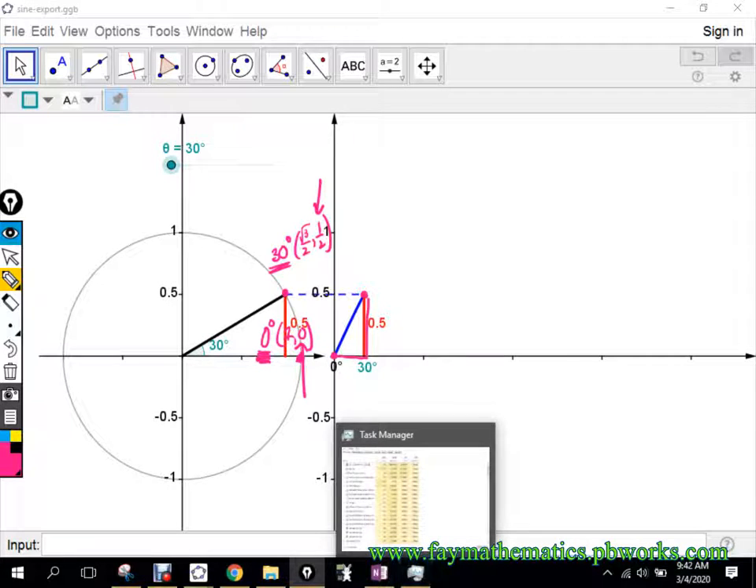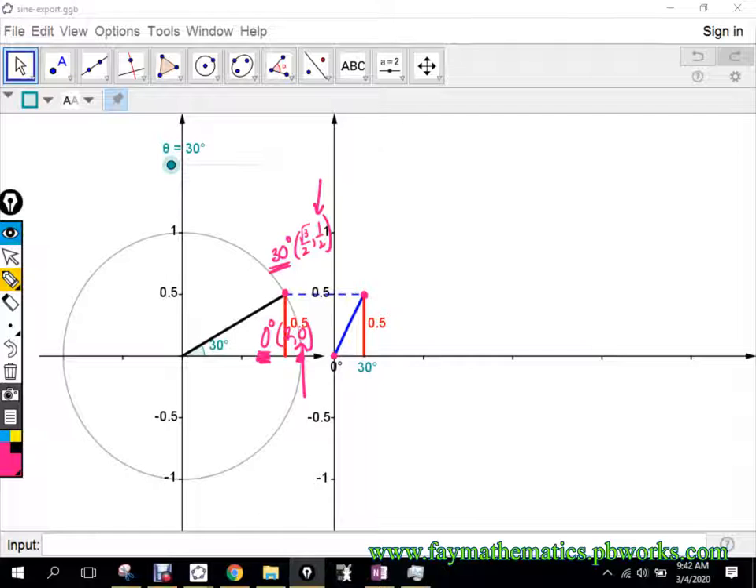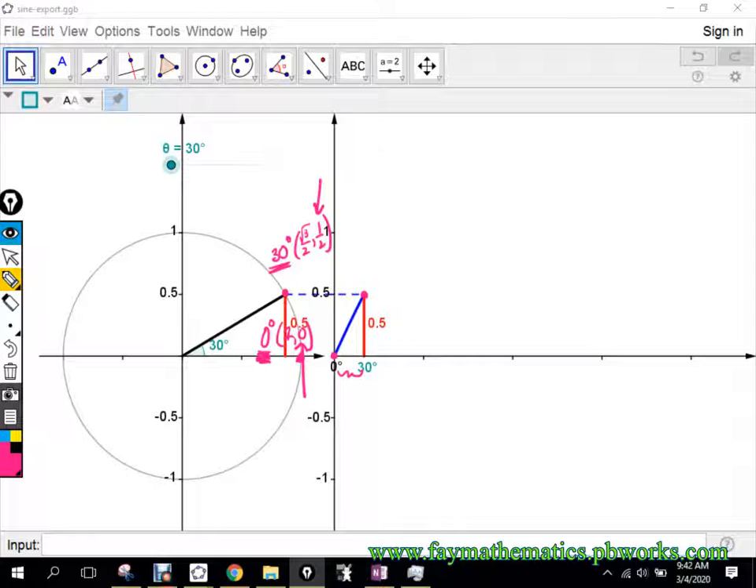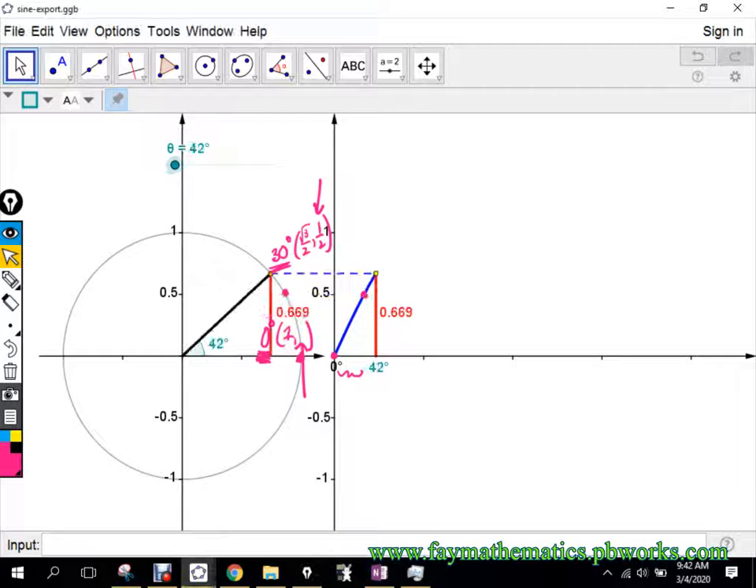Now the question is, well, how do I go over 30 degrees on the x-axis? That doesn't really make a whole lot of sense. I'm actually moving over pi over 6 radians. Okay, so we'll talk about that here in a little bit. This was just easier to program using degrees. The next one would be 45 degrees.